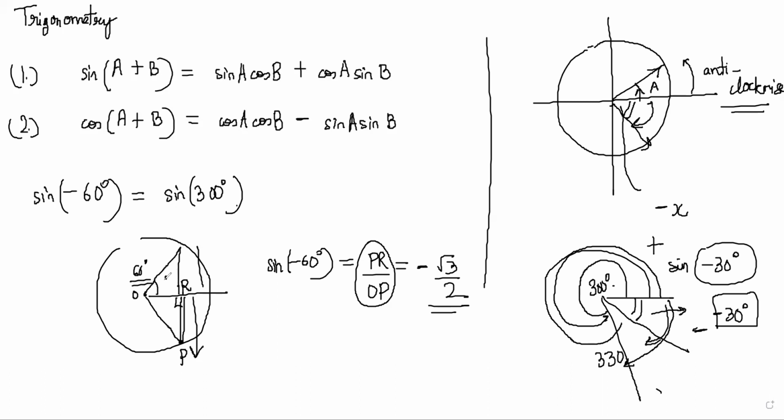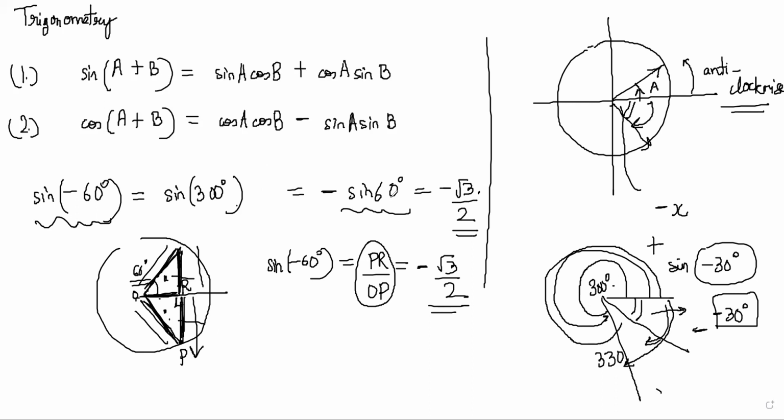And because this triangle is congruent to this triangle, the ratio of PR by OP here is the same as the ratio that it was here. This is a congruent triangle situation, by the way. This OP and OP is same, and this is 90, so this is bisected, and there is a common side also. So basically, what I want you to say is that sine of minus 60 is minus sine 60, which is equal to minus root 3 by 2.